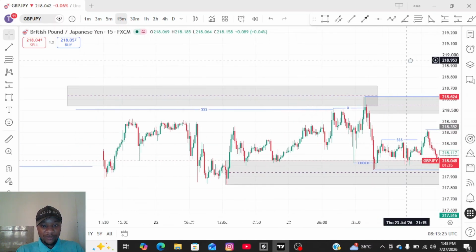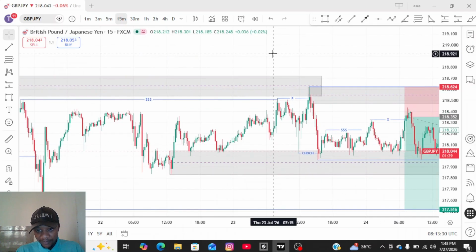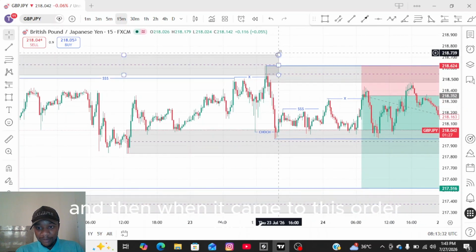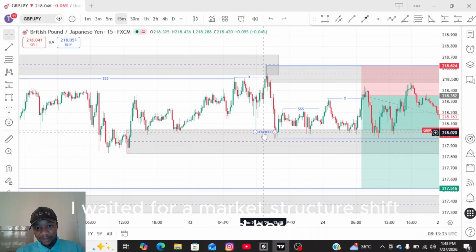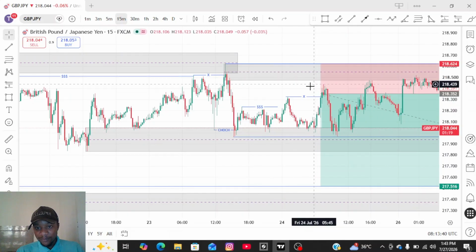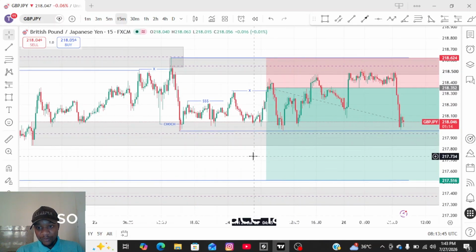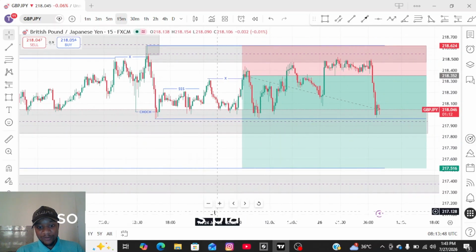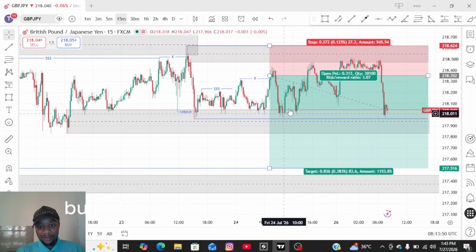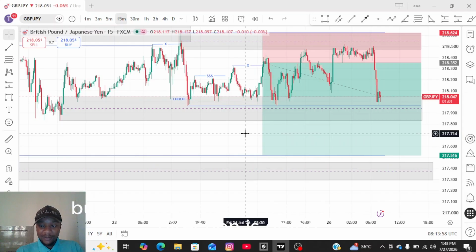I just waited for price to come to this order block here on the 15-minute time frame, and then when it came to this order block, I waited for a market structure shift around here. Then I marked out my order block here. So I entered around here. So I entered this price last week Friday, but it has been moving, going up and down here. So it was kind of confusing. But now we can see where direction is going.